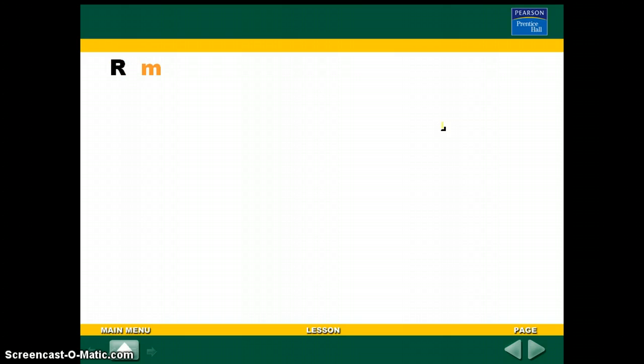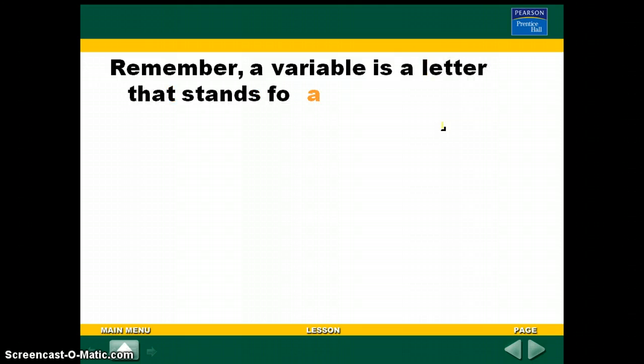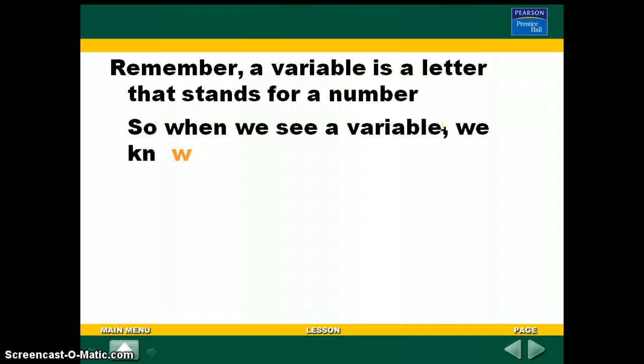Now looking on, I remember a few things from before. Remember what a variable is. That's a letter that stands for a number. Now this isn't vocab, we already did variable, but it's a letter that stands for a number. So when you see a variable, you know that a number goes in that spot. Every time you see a variable, there is a number that can be plugged in there. Sometimes we know it, sometimes we don't.